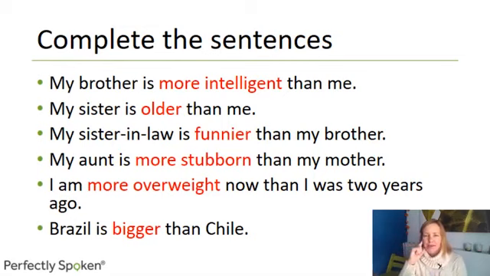Hello, so yes, we've got my brother is more intelligent than me. My sister is older than me. My sister-in-law is funnier than my brother. My aunt is more stubborn than my mother. I am more overweight now than I was 2 years ago. And Brazil is bigger than Chile. Okay.